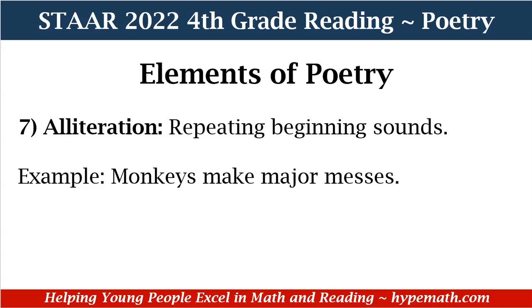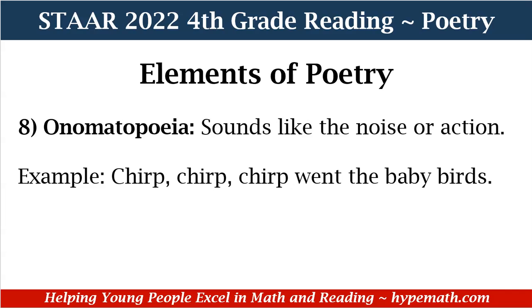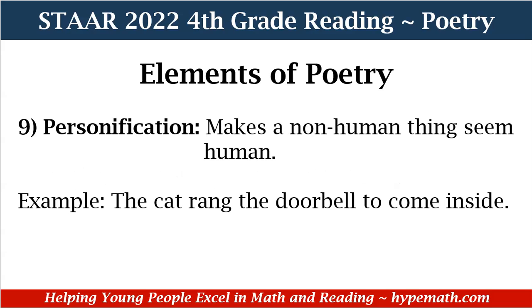Number 7, alliteration, repeating beginning sounds. Monkeys make major messes. Our repeating sound is M. Number 8 is onomatopoeia, sounds like the noise or action. Chirp, chirp, chirp, went the baby birds. Number 9 is personification, makes a non-human thing seem human. The cat, which is the non-human thing, rang the doorbell to come inside. Humans usually ring doorbells, so for a cat to ring it is pretty curious.